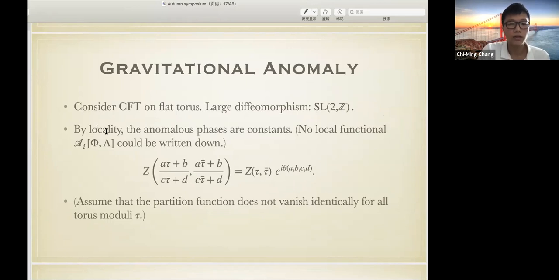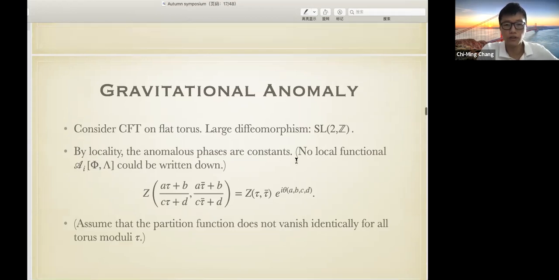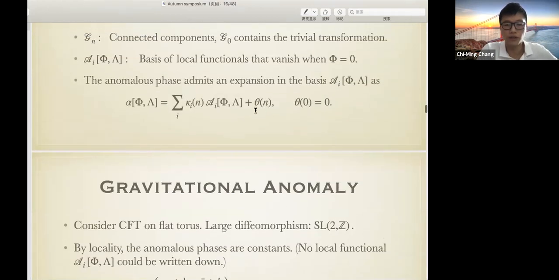And by locality, the anomalous phases are actually constants. That's because no local functional A_i could be written down. I think this is kind of obvious because we are on a flat torus. So the spin connection is zero, and there is also vanishing curvature. So no local functional can be written down. The only thing left is just this function theta.